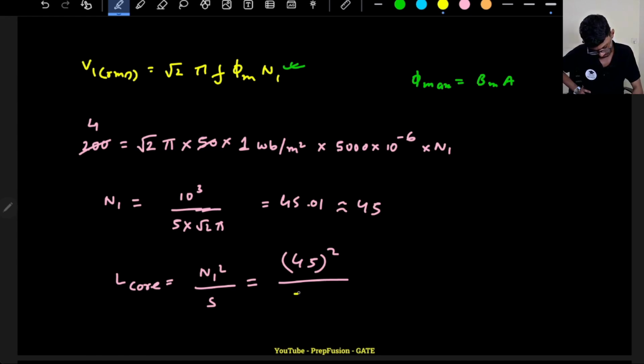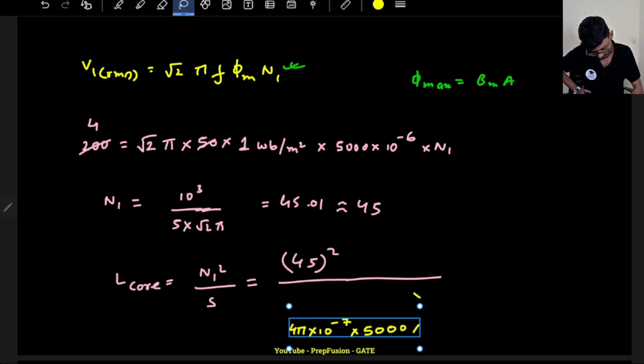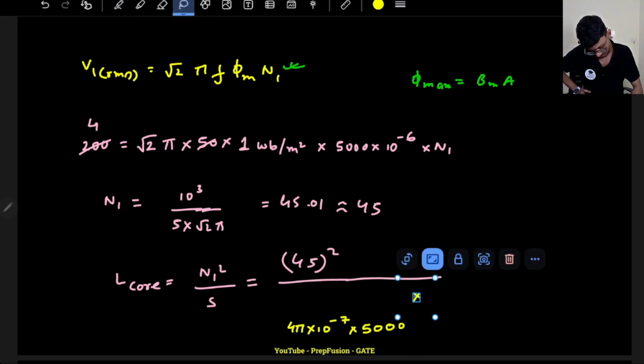Mu is mu naught into mu r, right? So it will be mu naught, that is 4 pi into 10 raised to power minus 7, into mu r, which will be 5000. Sorry, this will be 1 by, right? So this will be in the inverse. Basically, it is simply L by mu A. That is what I am doing.